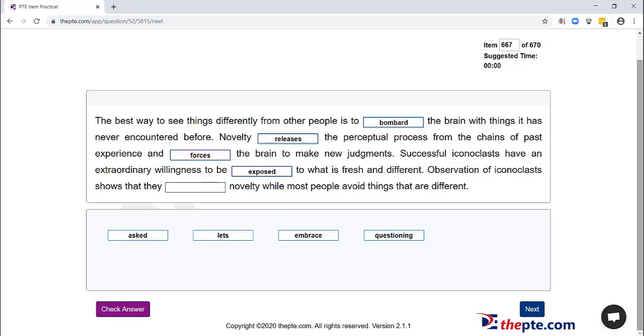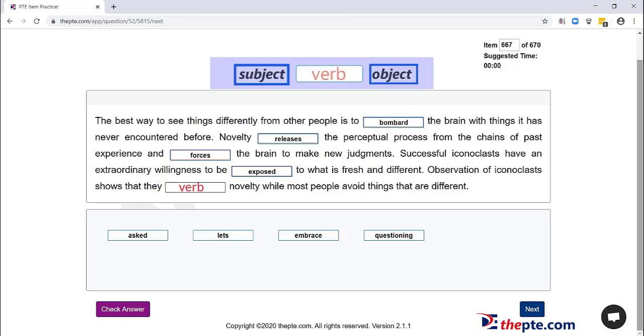And the last gap. Before the gap, you have the subject, and after it, you do not have a verb. So you need a verb in the gap. This verb should agree with the subject they, which is plural. Therefore, there is only one match for this gap left.